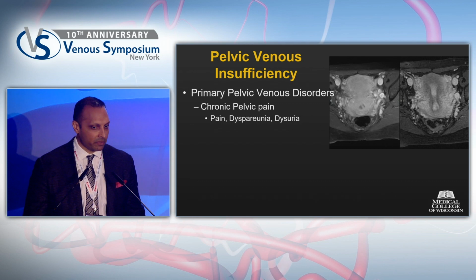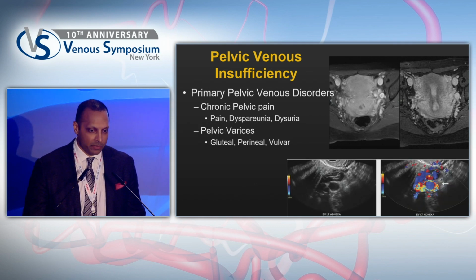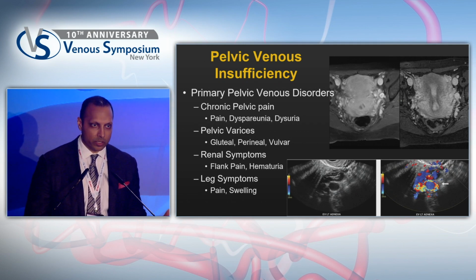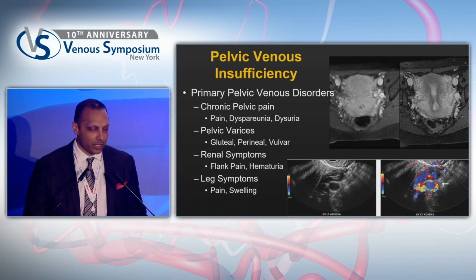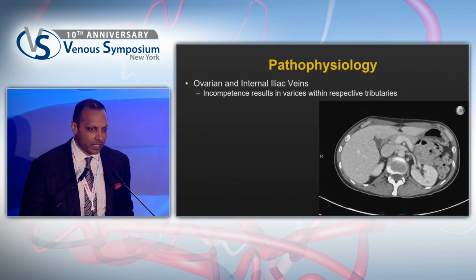So primary pelvic venous disorders, the new terminology that Neil had suggested, can present with 4 distinct clinical presentations: chronic pelvic pain, pelvic varices, and renal and leg symptoms, depending on the escape points that are implicated in that patient's unique anatomy. So I think it's important, again, to emphasize the anatomy and a review of the imaging that's available to you, whether it be cross-sectional or ultrasound imaging. The pathophysiology is quite clear.